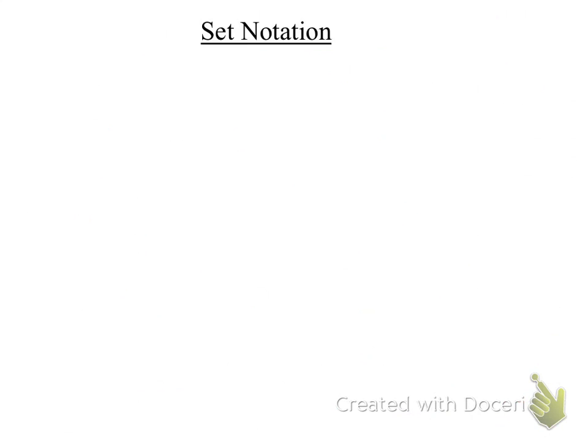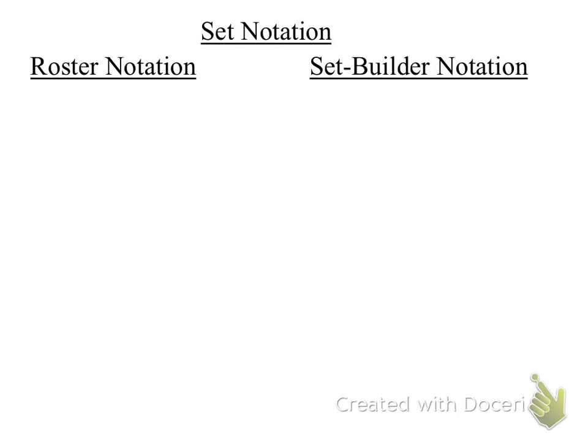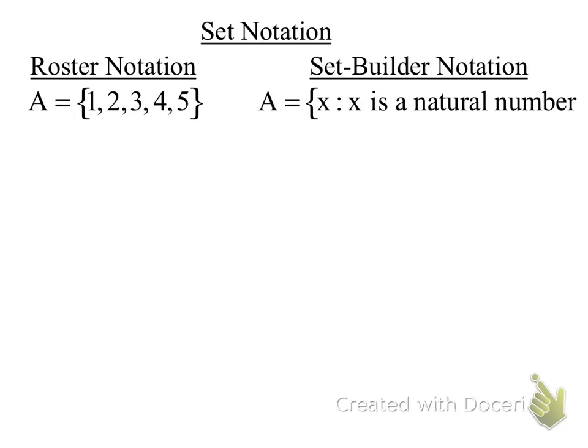So with set builder notation, you've got roster notation and set builder notation. Roster notation is what we've been doing. We list the numbers in the set. With set builder notation, we explain the rule. And we read it, x is such that x is. Can you read that with me? x is such that x is a natural number and x is less than or equal to 5.